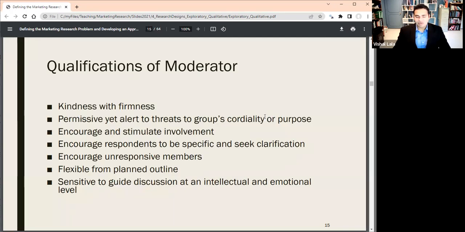The role of the moderator is extremely important in guiding the conversation, and here are some of the things that a moderator needs to be good at doing.